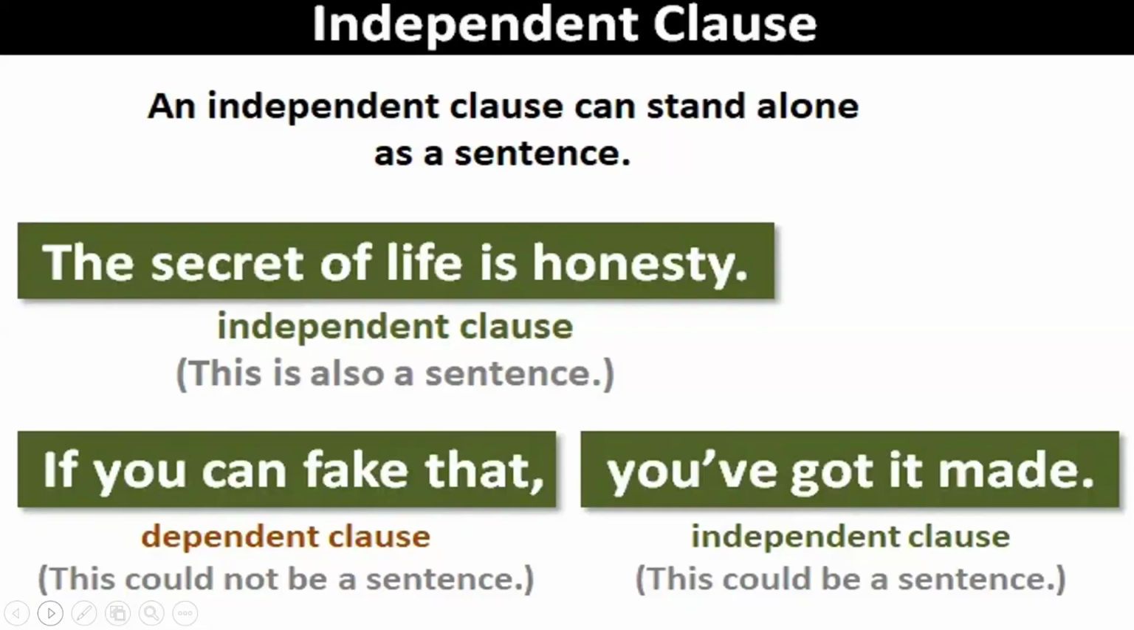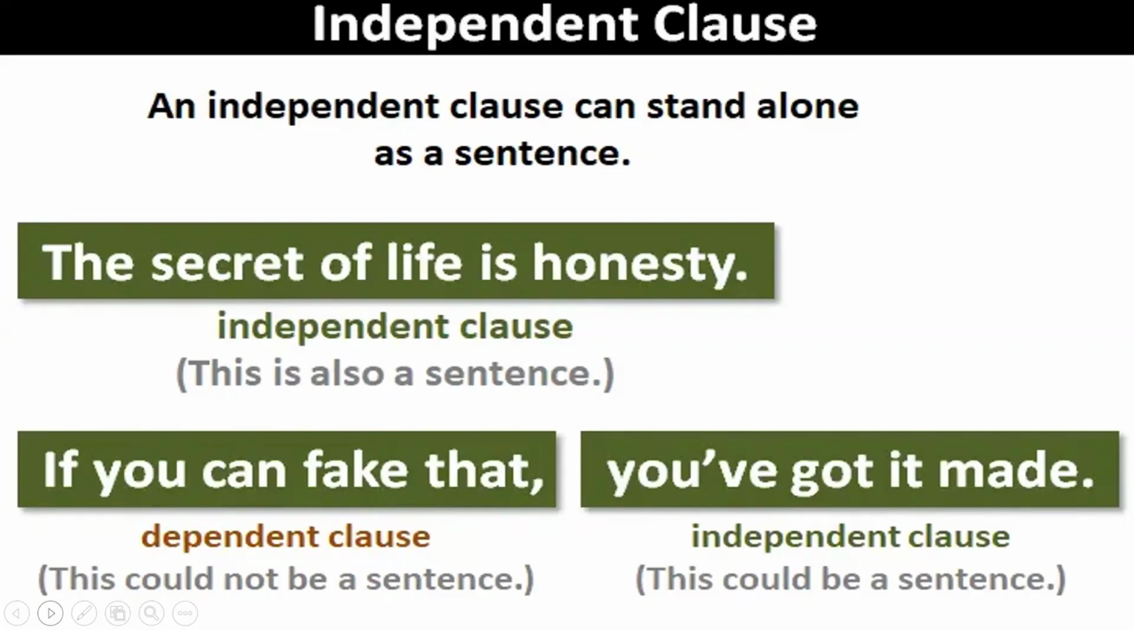Independent clause: just look at the example again. It can stand alone to give complete meaning. It has the potential to give complete meaning and does not depend on other clauses. So it is standalone. An example sentence is given: The secret of life is honesty. The secret of life is honesty. So it is an independent clause, giving complete meaning, complete thought, making sense.